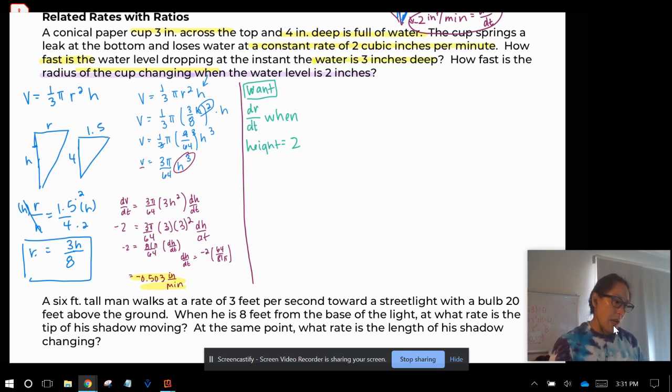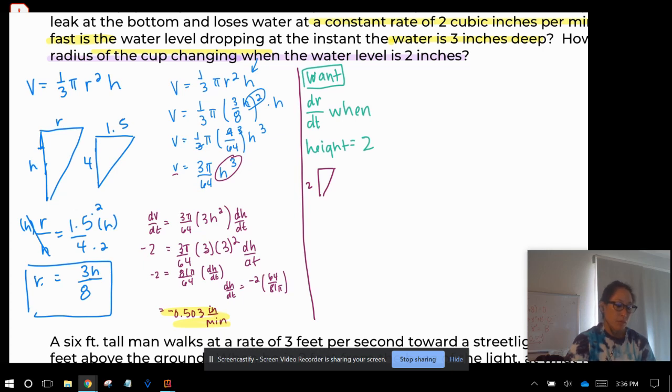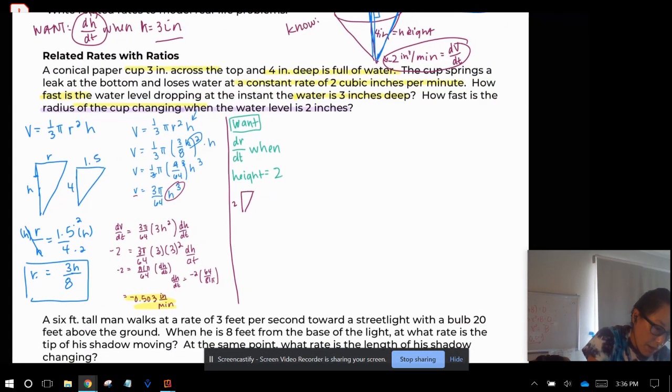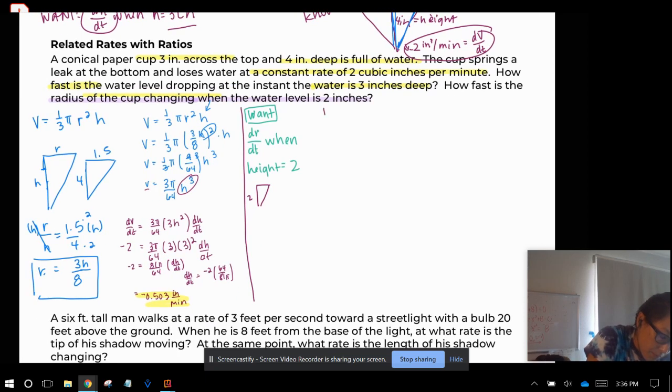So the next part we're going to do is when the height is equal to 2. All right. Okay, since we're solving for dr/dt, we need to make sure that we have r in our equation. So I'm going to do the volume.